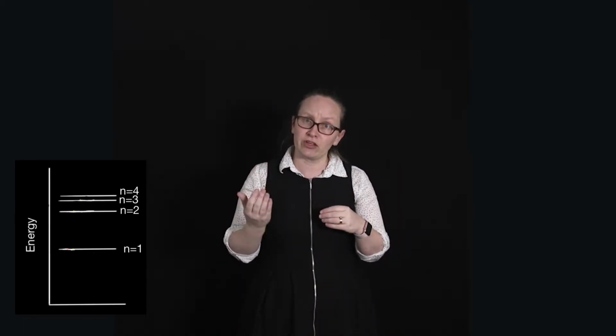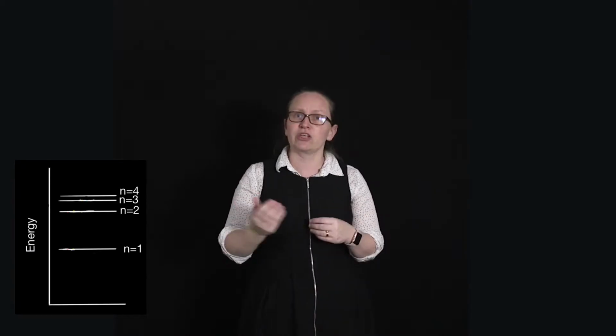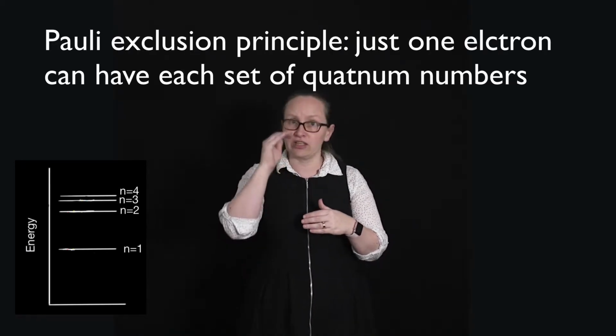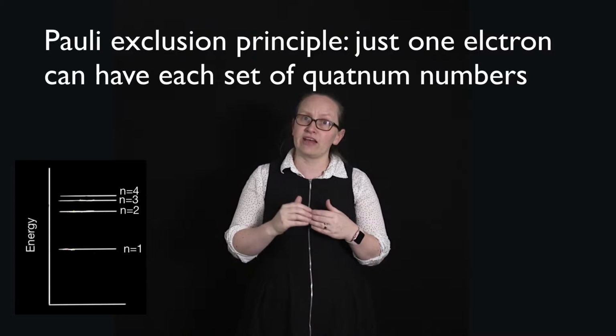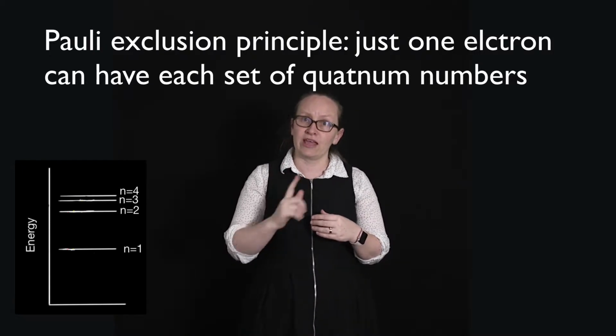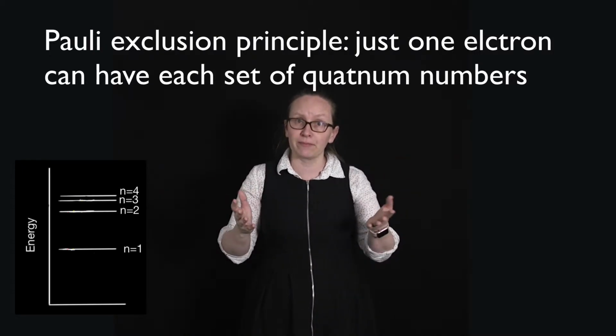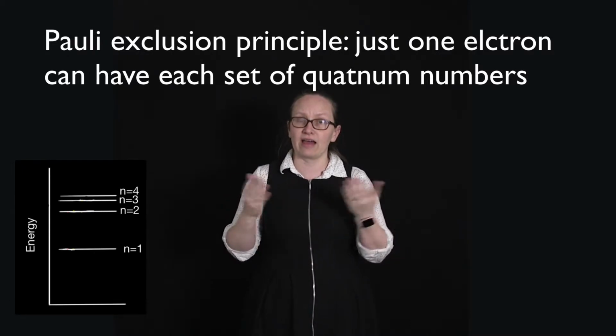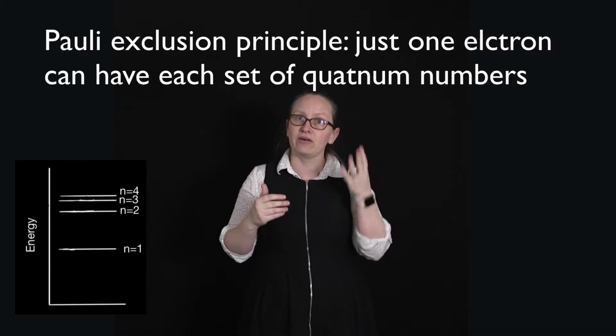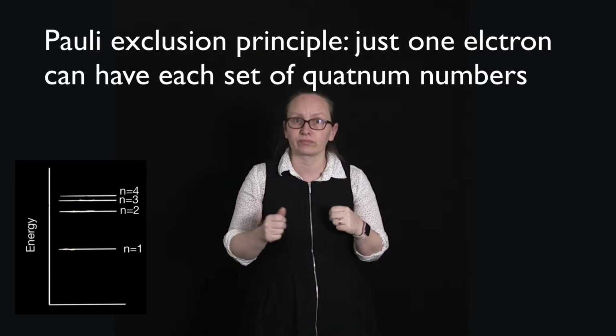We also know that we've got the Pauli exclusion principle, which tells us that in each energy level, each state, we're only allowed to have one electron with a certain set of quantum numbers, where the quantum numbers are N, L, ML, S, and MS.